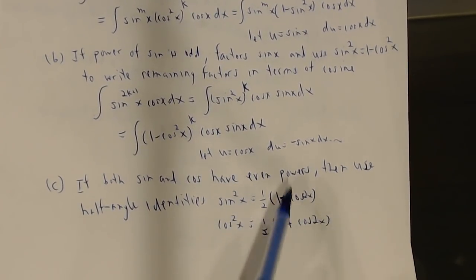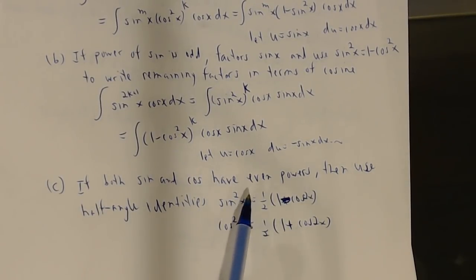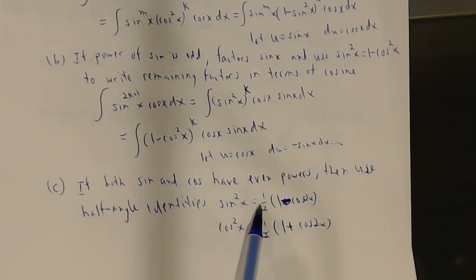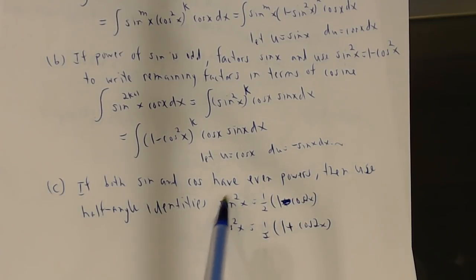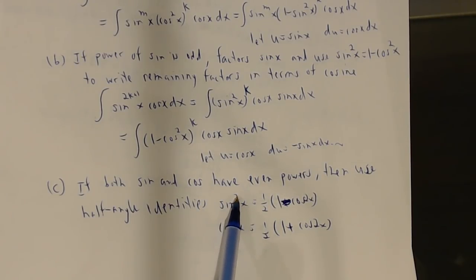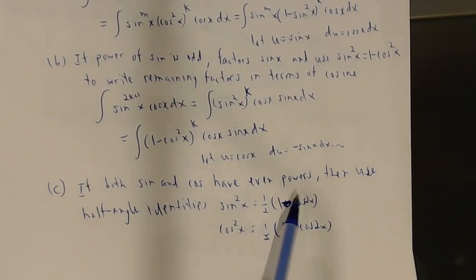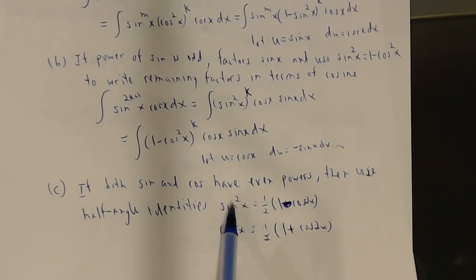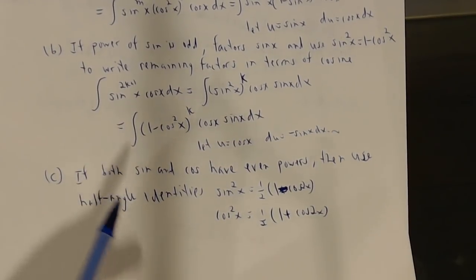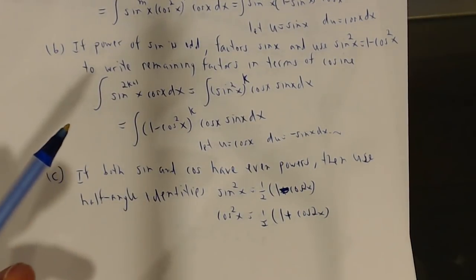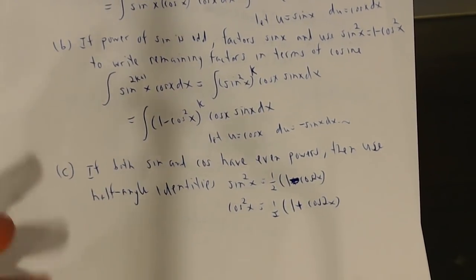So why do we like this? Because when the powers are even and we use the half angle identities, the power is cut in half. I could easily find the antiderivative of this, but this one I can't. Remember, if this is sine to the 4th x, I would have to use the half angle identity twice: once to get it to become sine squared, and another time to make it to the power of 1. So just keep that in mind. If both are even, you can't use tricks A and B, so you'd have to use the half angle identities. That's what's going on with these three methods.